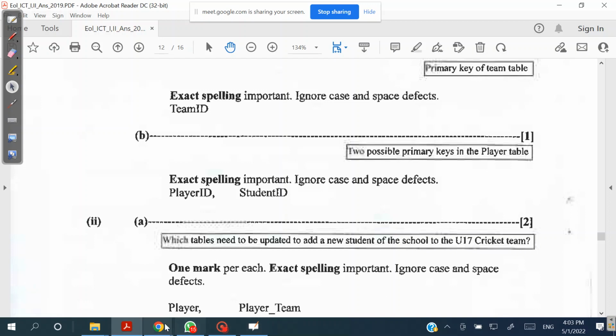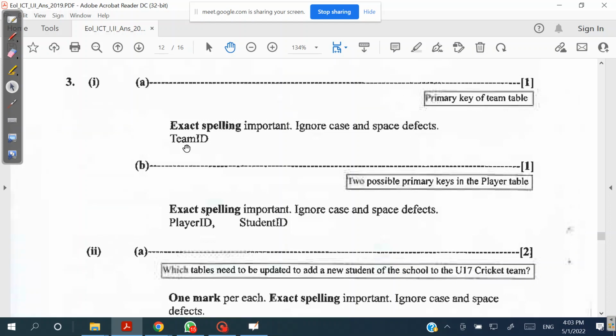And the second one, so here you got 1 mark for saying team ID. Here you got 1 mark. Right.